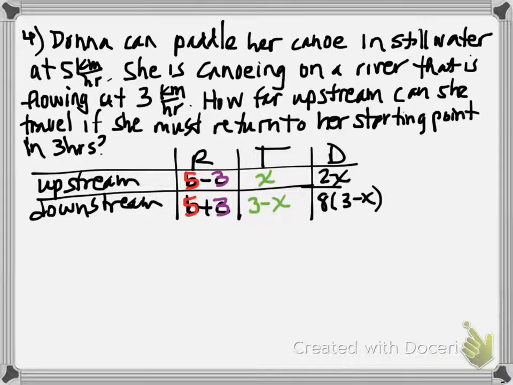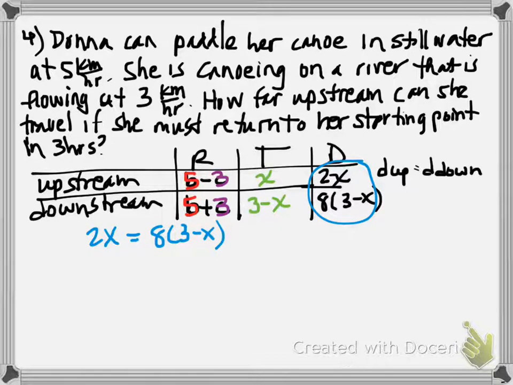Now, the distance that she's going upstream would be the same as the distance of going downstream. So that's where we're going to get our equation in this problem, by taking this column and setting those two guys equal to each other. So the distance upstream is going to be the same as the distance downstream. So we go ahead and solve this, and we get 2x equals 24 minus 8x. And we add 8x to both sides, and we get 10x equals 24.